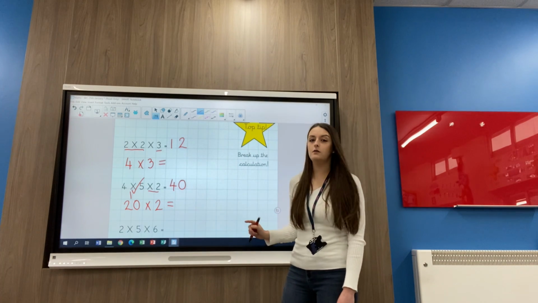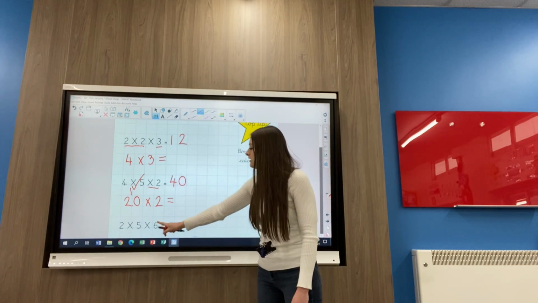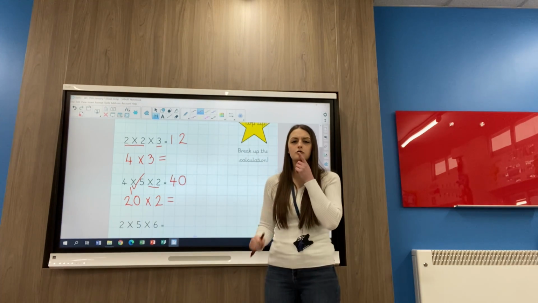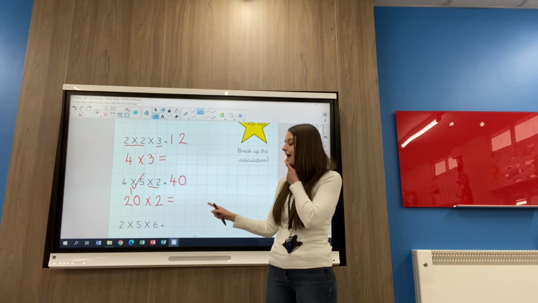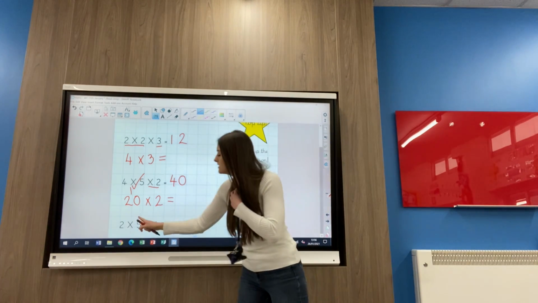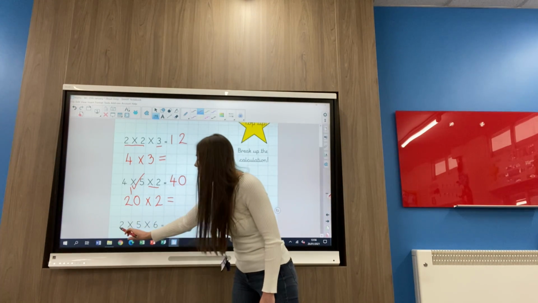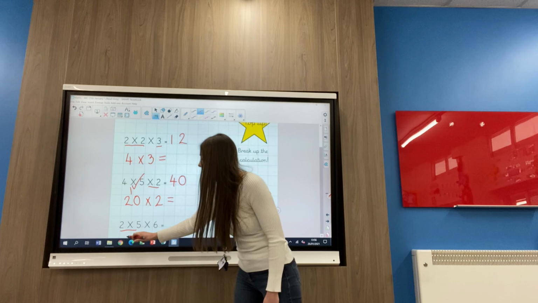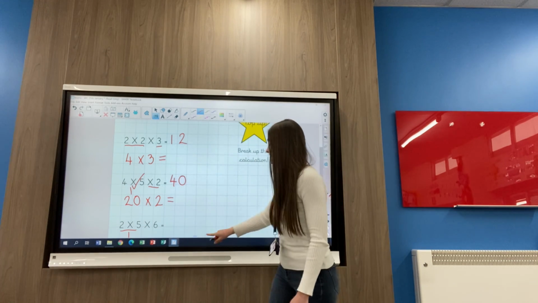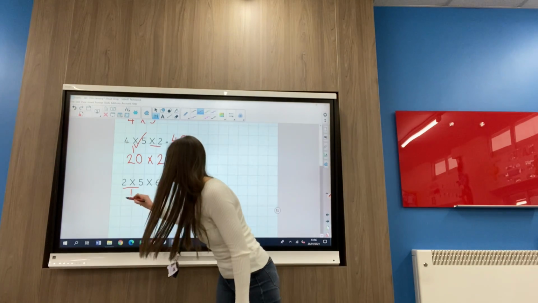Right, one final one, because I think you'll be really good at this, Year 3. 2 times 5 times 6. Ooh, who can remember what my first step was and my top tip? If you said to do 2 times 5 first, well done, because we're going to break that calculation up. So 2 times 5, I'm going to work that out first. What's 2 times 5? Have a good think about it. If you said 10, well done.